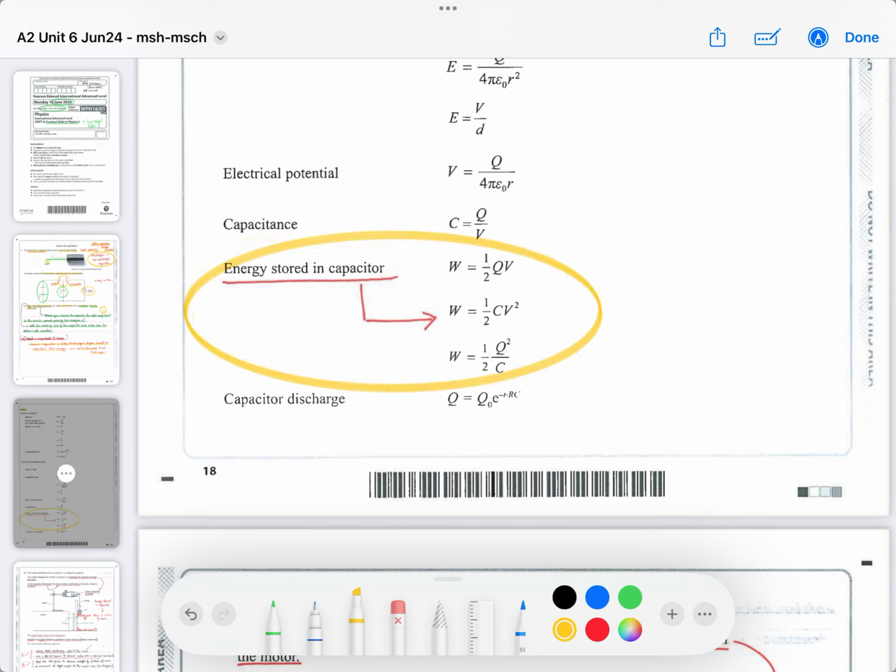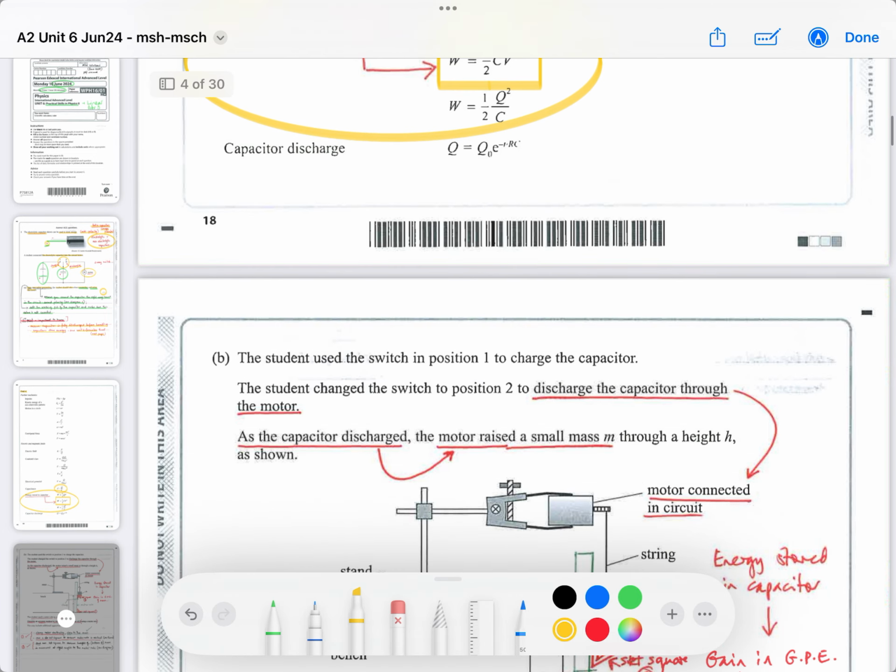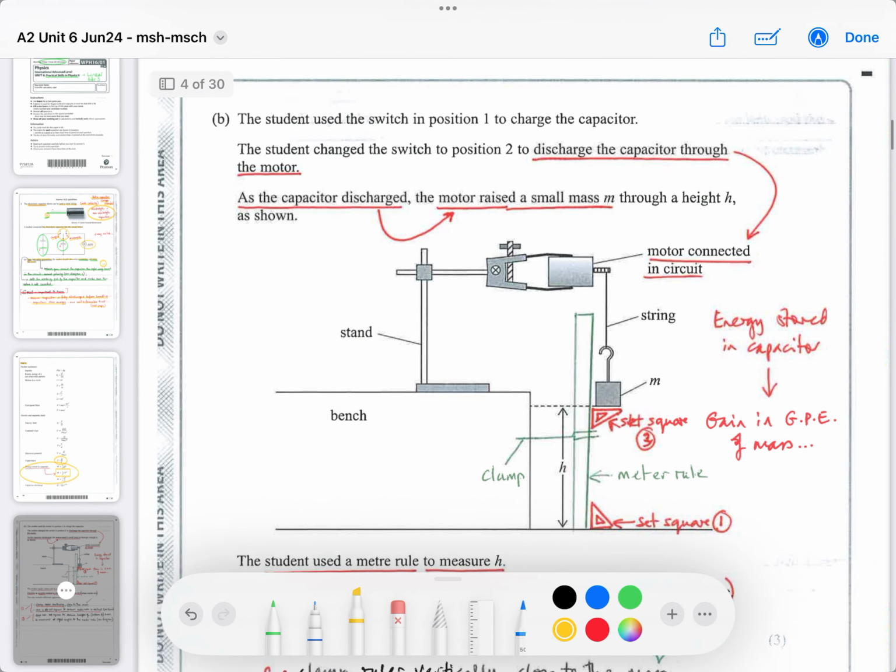So obviously the energy stored, for some reason they use W for energy stored, which doesn't really make sense to me. But anyway, it's half CV squared. So if you know the capacitance and you know the voltage, you can work it out. And you can also work out the amount of charge if you know the capacitance and the voltage. So it's basically electric potential energy that's stored in there. So, continue with the questions.